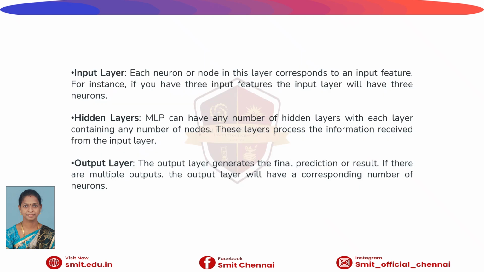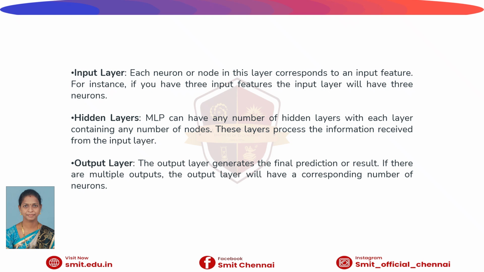Input layer. The first layer of the neural network is the input layer. Each neuron in this layer represents one input feature. For example, if we have three input variables, then the input layer will contain three neurons. The input layer simply transfers the data to the hidden layer without performing any computation.